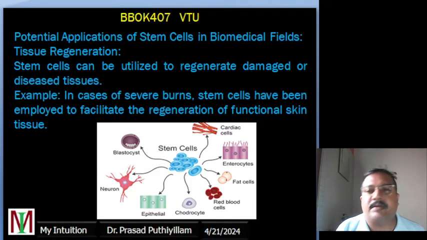For example, skin regeneration after burns. In burn cases, the stem cells can be taken from healthy skin or other sources, and they can be planted into the place where the burn happened or the wound is.